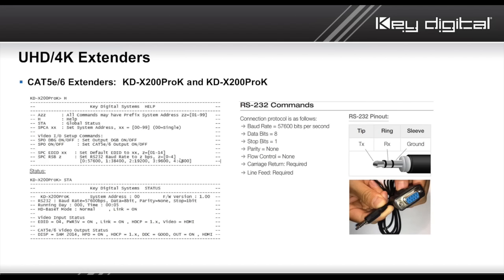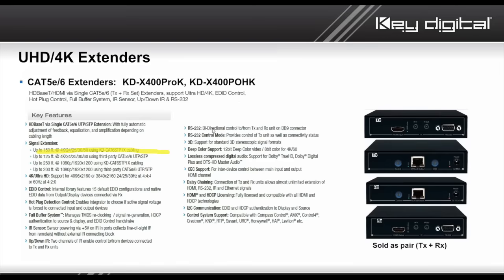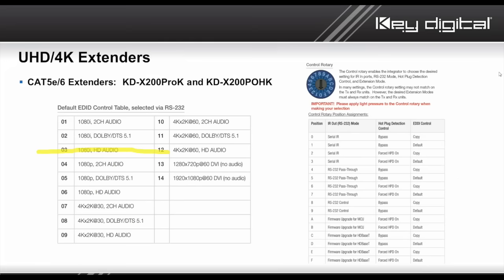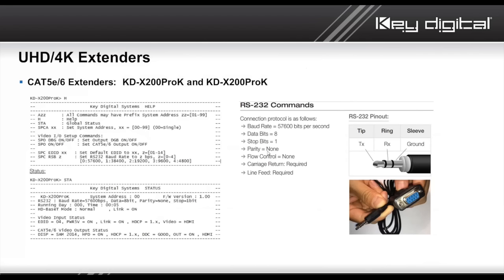We have the EDID. If you could follow my mouse here, let's go to highlighter mode. Here's your adjustment for EDID. Send the command SPC EDID XX. What is XX? It's the value you desire from this table. That's how you change it. You could adjust the baud rate in the case that the transmitter is located away from your control system and you want it to be something slower so it could go further.